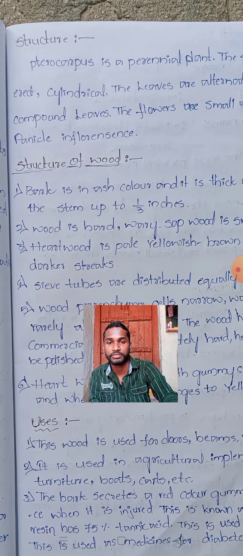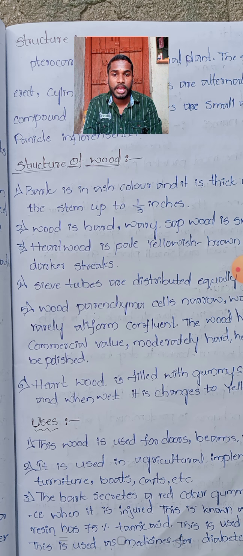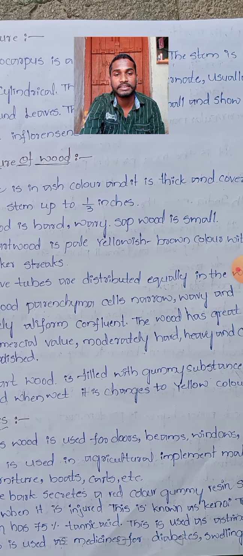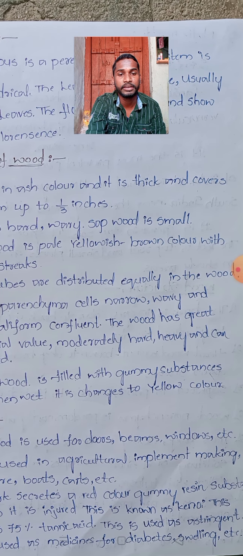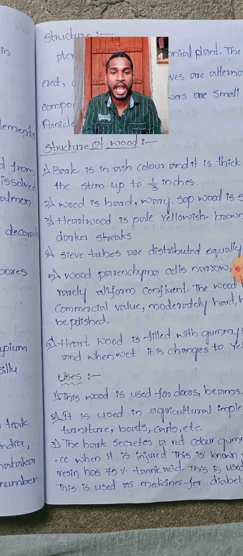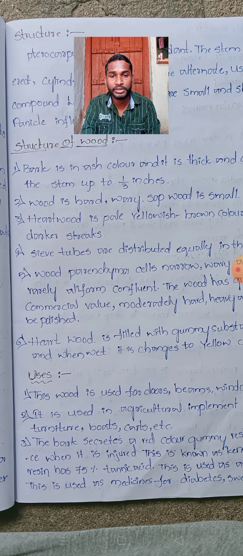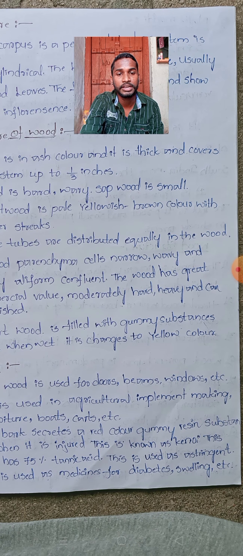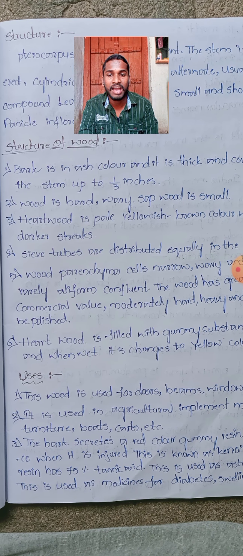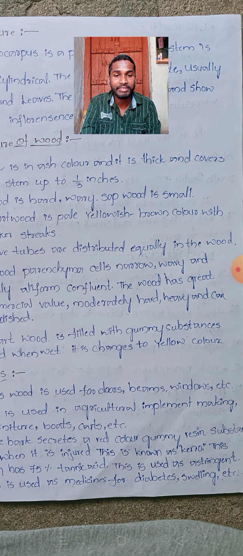And the wood structure: the bark is ash colored, thick, and curves up along the stem. The wood is hard and very sharp. In the small hardwood, the color is pale yellowish brown with dark streaks. Sieve tubes are distributed equally in the wood.